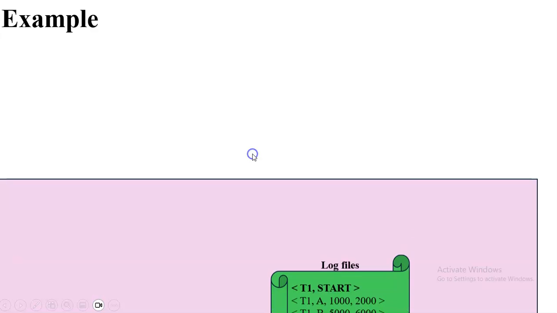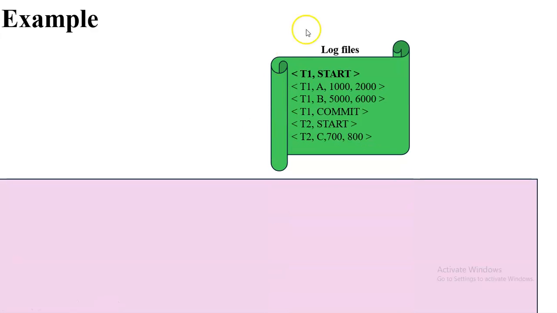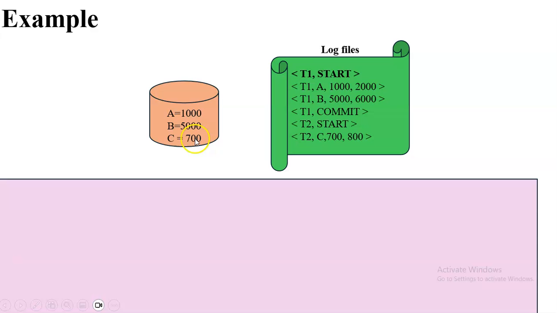Then let us look at this particular example. This is the log file. T1 start, then T1 commit is there, and then there is a T2 start, and T2 does not have a commit. Let us understand what will happen. There are three variables A, B, C. A has initial value 1000, B has initial value 5000, C has initial value 700.